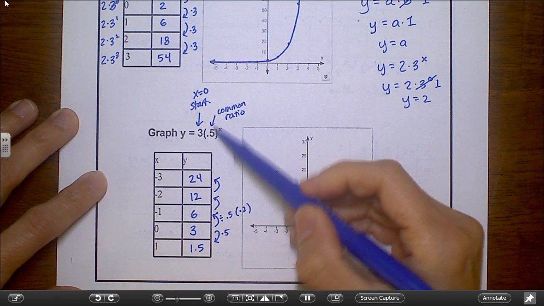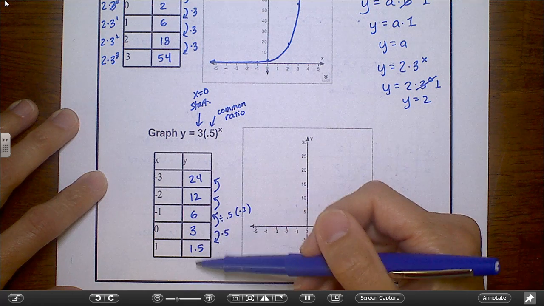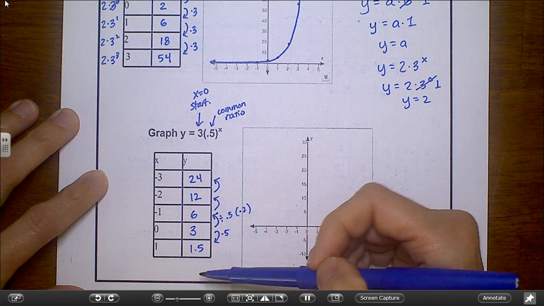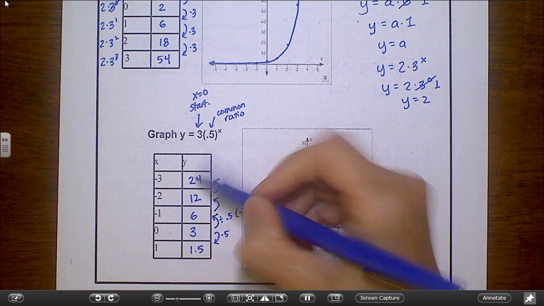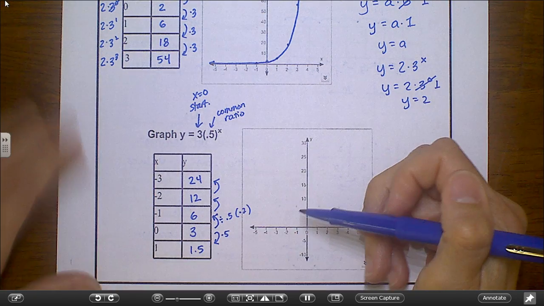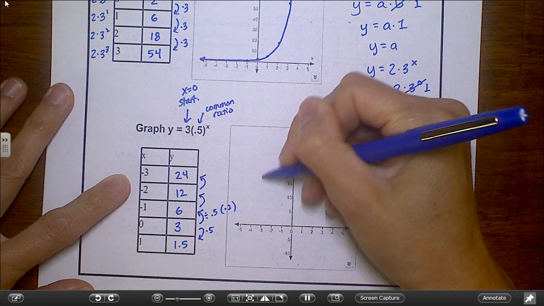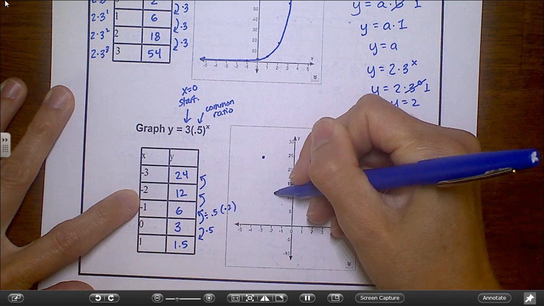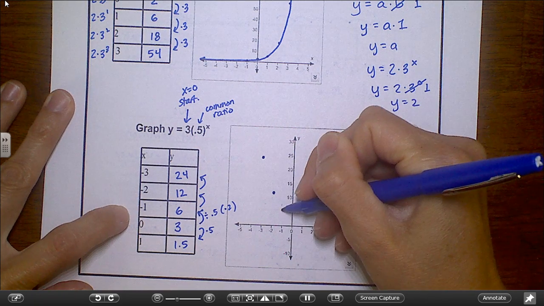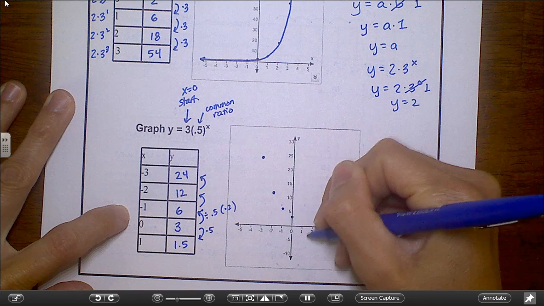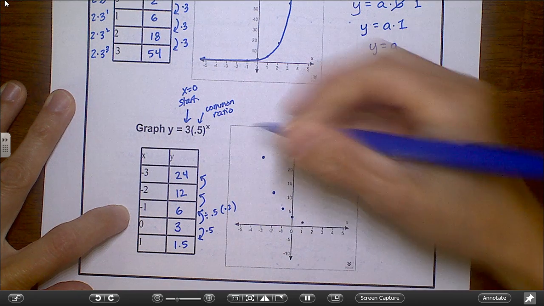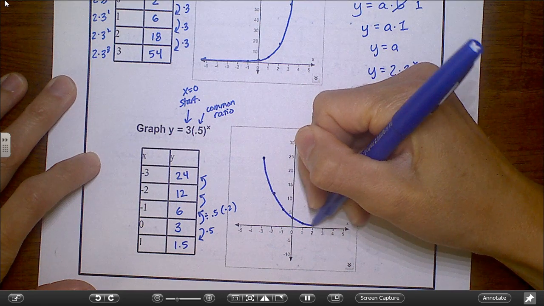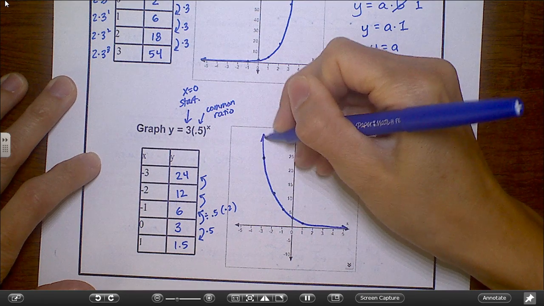So when you see this common ratio of 0.5, it means you're just dividing in half every time, right? So 24 to 12 to 6 to 3 to 1.5. And up here it'd be 48, etc. This one's going to look a little bit different because instead of increasing really fast, it's going to decrease. So I have negative 3, negative 2, negative 1, 0, 1, and so on. And again, you just assume that it keeps going closer and closer to 0, but never stops.